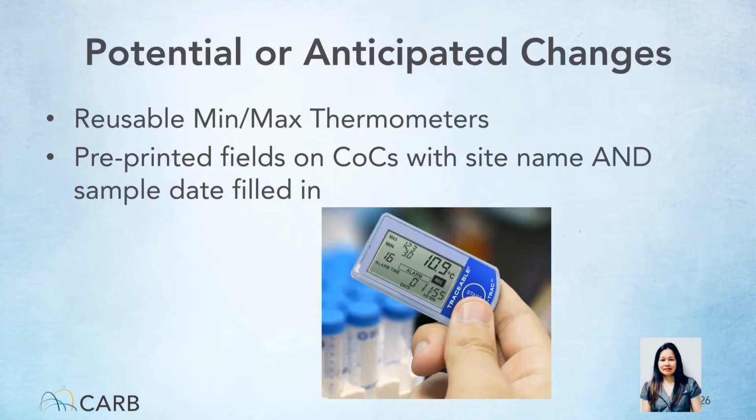Sample handling will be assessing the use and benefits of reusable minimum, maximum thermometers in lieu of temperature strips. This would add much more precision to the assessment of transport temperature in comparison to the temperature strips that we now use. And as we described earlier, this increased precision could allow more time for the lab to weigh samples that do arrive warm.